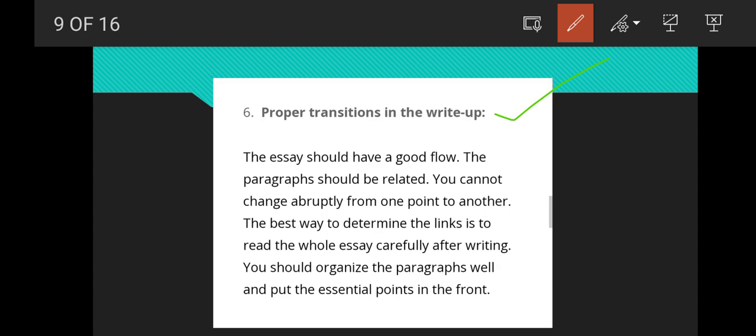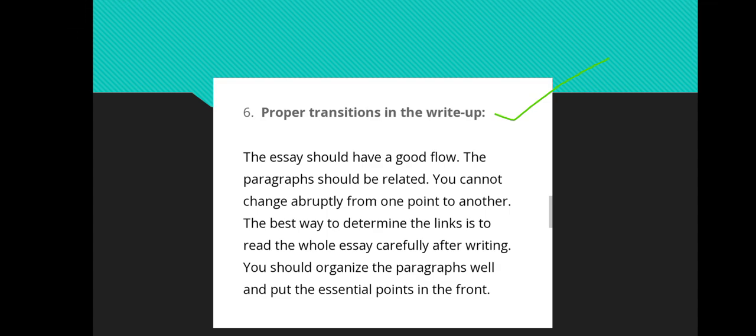The best way to determine the length is to read the whole essay carefully after writing. You should organize the paragraphs well and put the essential points in the front. While writing the composition, you need to read it twice after writing half, so you do not get deviated from the point. You will catch the point immediately. So this point is very important. Do not deviate from the point you are writing.